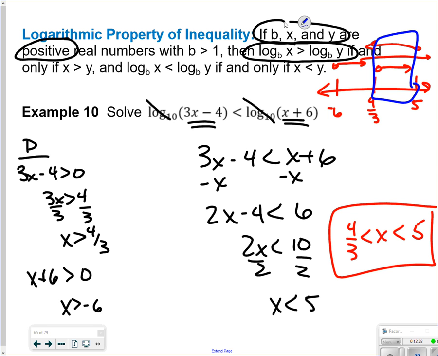Now, I'm not worried about the graph. I'm merely worried about the solution, but the graph may help you see the area that is true for all of them. So you got to be careful here to make sure you get the correct answer.